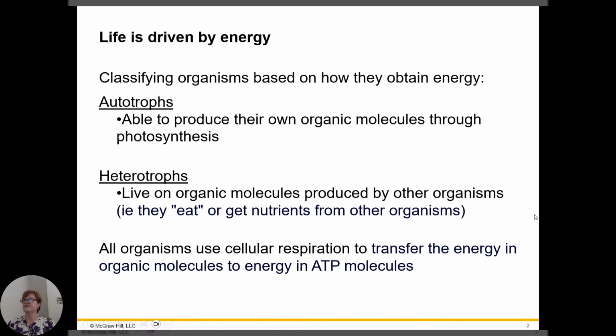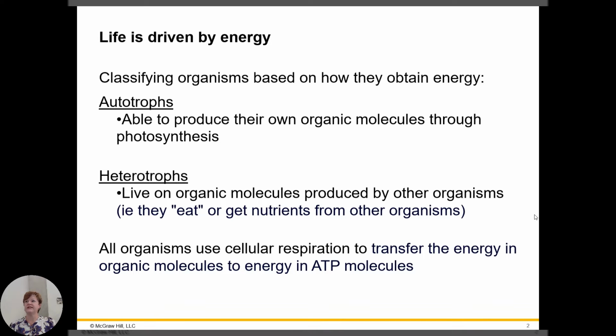The first slide says life is driven by energy. As we talked about in Chapter 6, energy is usually defined as the capacity to do work, although I typically don't find that particular definition that helpful, but it is the thing that flows through a system. In this case, we're talking about a cell, but also through a whole organism, even a whole ecosystem. And as energy flows through a system, it is transferred and transformed by what we call coupling. So reactions that release energy are coupled to reactions that absorb or require energy.